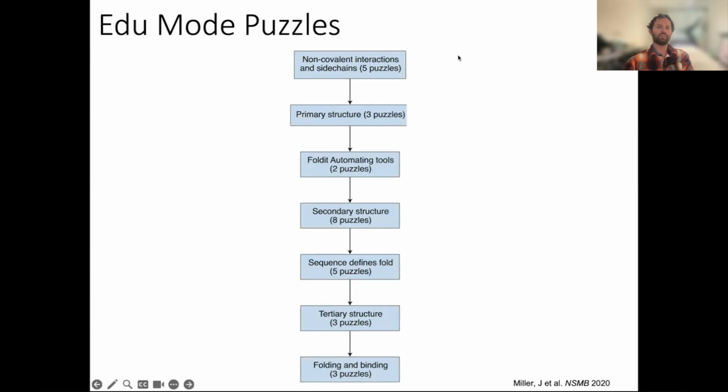It takes you from the beginning of atomic interactions, which is 5 puzzles, then primary structure, which is the sequence of the protein. We have several puzzles there. We have to teach the tools to play Foldit as well as the science simultaneously, so we thread that in at this point. Secondary structure gets a number of puzzles. Then we make the transition to tertiary structure, and we do that both from a primary structure and a secondary structure perspective. And then finally, we finish off with some puzzles that are a little more functionally based, talking about folding pathways for proteins as well as binding.